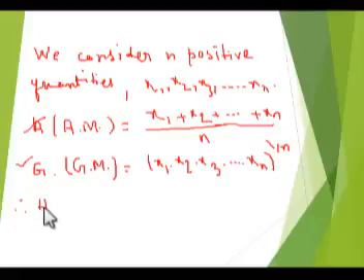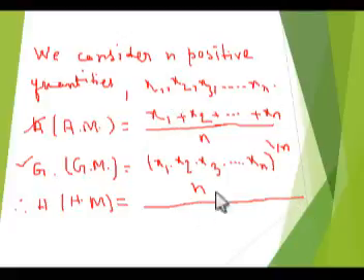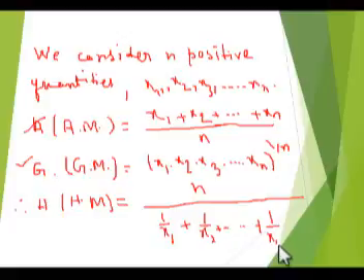And our harmonic mean, H denotes the harmonic mean of the positive quantities. So the harmonic mean will be n divided by the sum of the reciprocals of all the positive quantities, so this will be n by 1 by x1 plus 1 by x2 plus 1 by x3 and so on up to 1 by xn.